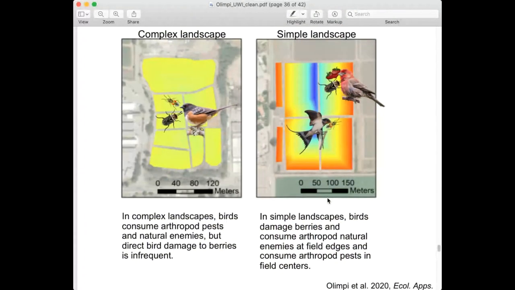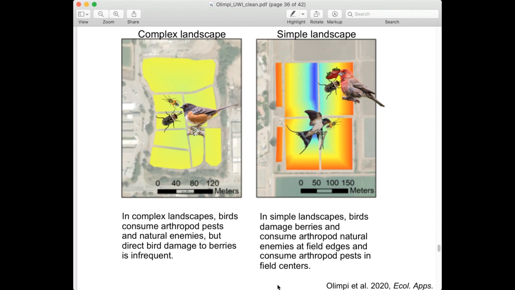Next slide, please. So we can talk about what might be going on in these different landscapes. In the complex landscape, there might be strawberry damage that's infrequent because other food's available. Maybe natural enemies are more abundant, and they're larger prey items, so a bird would probably prefer to eat them. They are more energetically profitable. Or it could just be that bird communities include different species that prefer natural enemy prey.